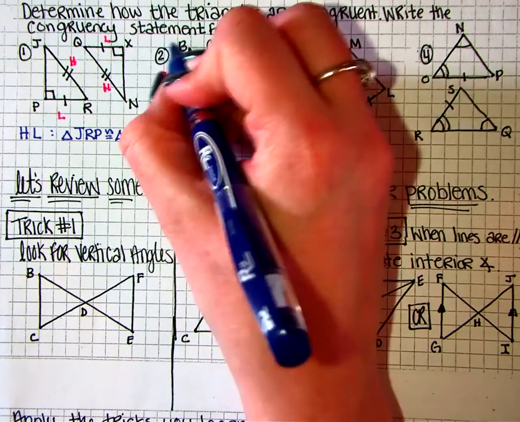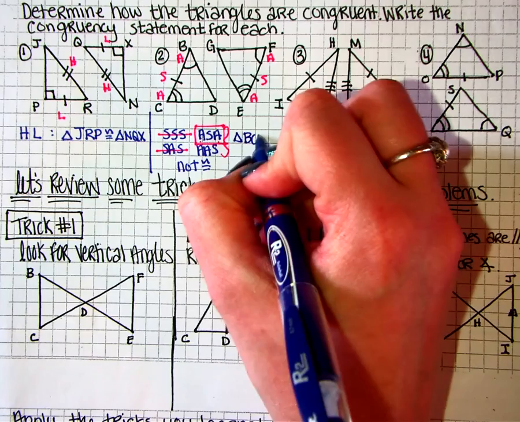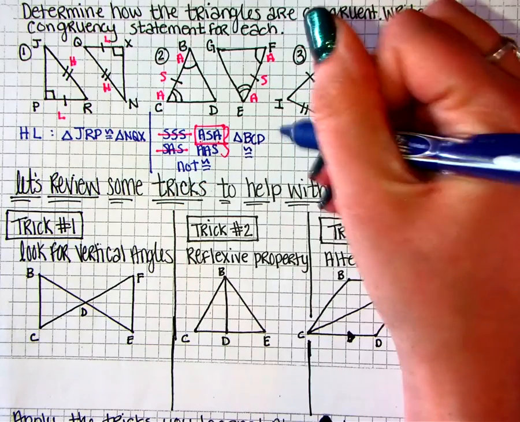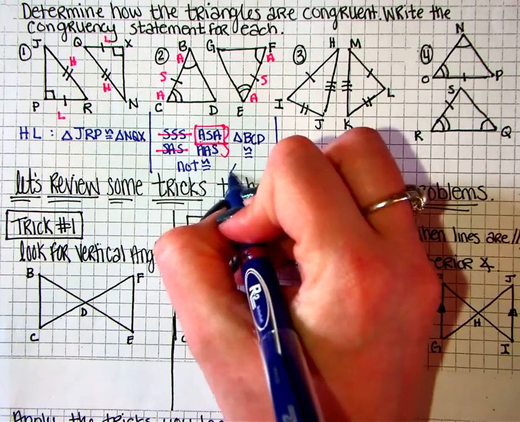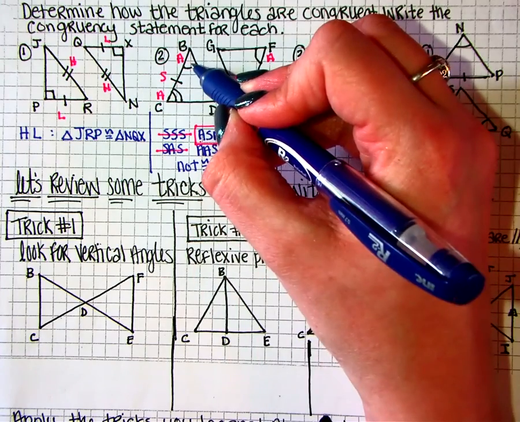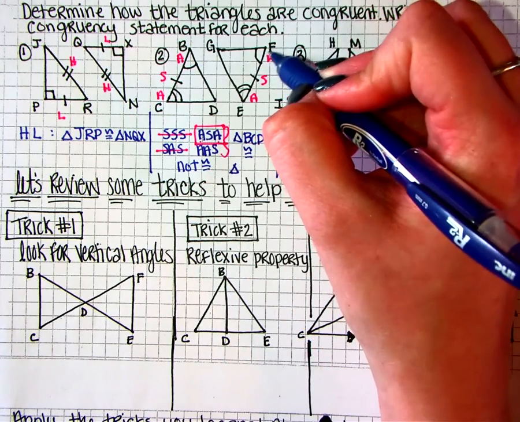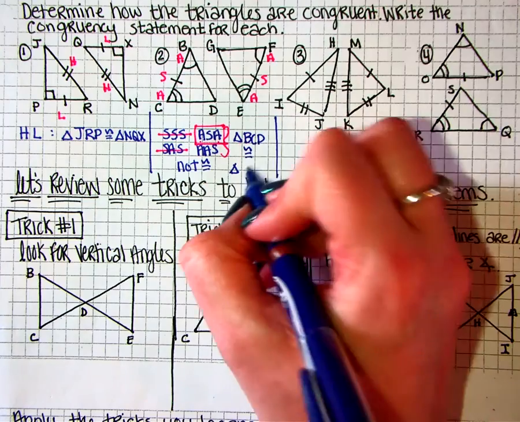So triangle BCD is congruent to, because I don't want to go into the other space, triangle, so BCD, we went one curve, two curve, no curve, FEG.